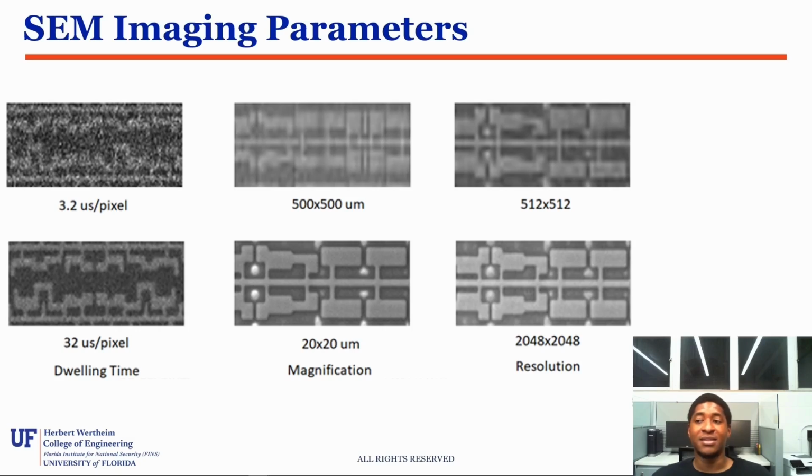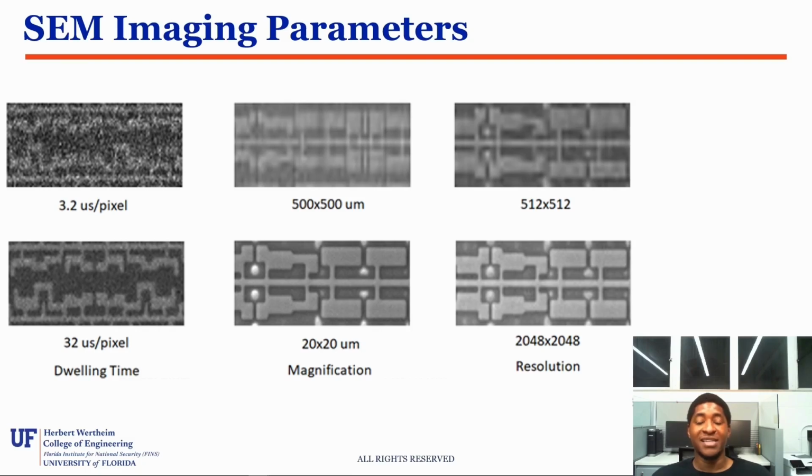Now let's talk about the SEM imaging parameters. Certain factors such as dwelling time are really vital for obtaining accurate results. Dwelling time is simply the amount of time the scanning beam takes to measure the intensity of a pixel. It's a very technical detail and it's very important for achieving precise focus. As you can see, the difference between 3.2 microseconds per pixel and 32 microseconds per pixel.